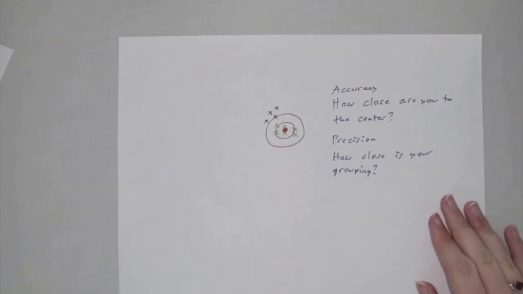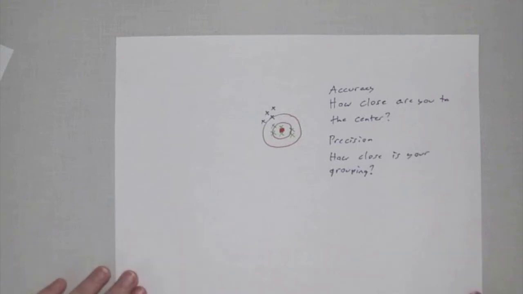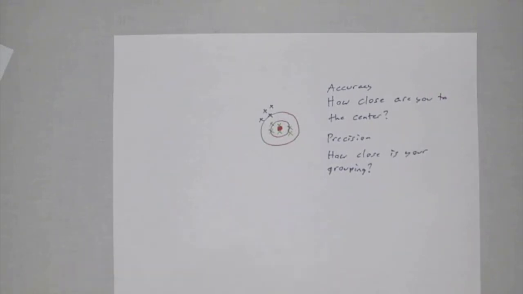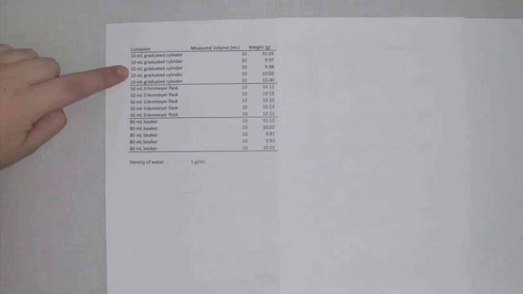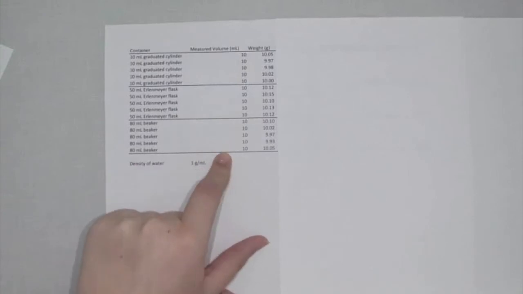Keeping this in mind, we're going to look at an example of an experiment that some students will do in general chemistry, where you look at the accuracy and precision of different measuring devices inside the lab. In this experiment, we will take 3 different measuring devices: a 10 milliliter graduated cylinder, a 50 milliliter Erlenmeyer flask, and an 80 milliliter beaker. We're going to measure 10 milliliters of water in every single container, and then we're going to weigh that water to see what the true volume of that water is. And then we can look at the accuracy and precision of each of these 3 containers.